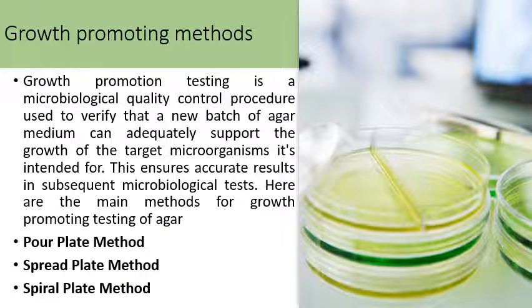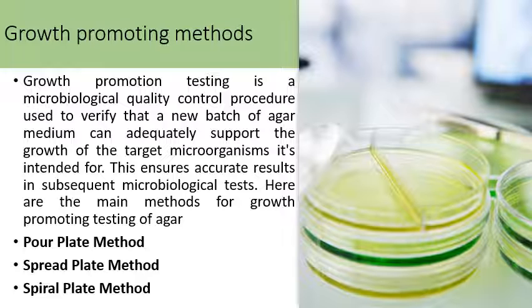The growth promotion testing consists of 3 methods. These are methods used in determining the growth of microorganisms in a particular medium. It is a microbiological quality control procedure. It is used in verifying that a new batch of agar medium can adequately support the growth of the target organism it is intended for, and it will ensure that there are accurate results in subsequent microbiological tests.